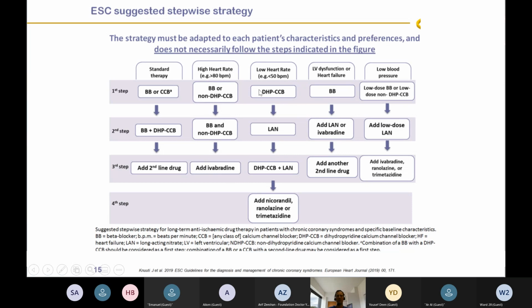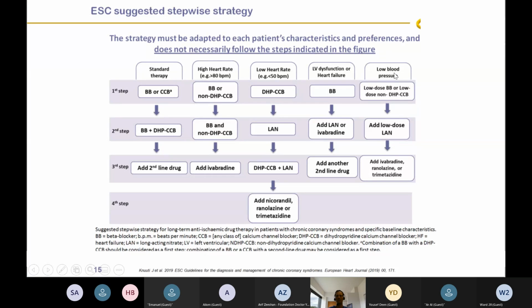If they've got a slow heart rate, then your first line is amlodipine or felodipine, followed by a long-acting nitrate, so isosorbide mononitrate. And that would come in here if you're on the standard therapy arm. If you've got LV impairment, we do not want to give calcium channel blockers. So we would certainly want to go with a beta blocker. And then we could think about adding the isosorbide or ivabradine.